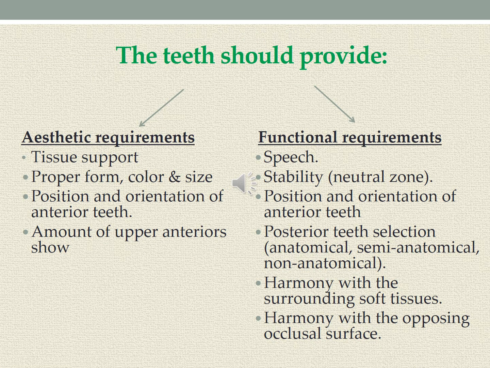So at the end, after the selection and setting of teeth, the teeth should provide aesthetic requirements and functional requirements. The aesthetic requirements we need from teeth are good and proper tissue support, proper form, color, and size in harmony with the patient's face, the position and orientation of anterior teeth, and the amount of upper anterior show. The functional requirements we need from the teeth are speech and proper pronunciation, stability of the dentures, the position and orientation of anterior teeth, posterior teeth selection, as we said, could be cusp teeth, cuspless teeth, or hybrid, harmony with the surrounding soft tissues, and harmony with the opposing occlusal surfaces.